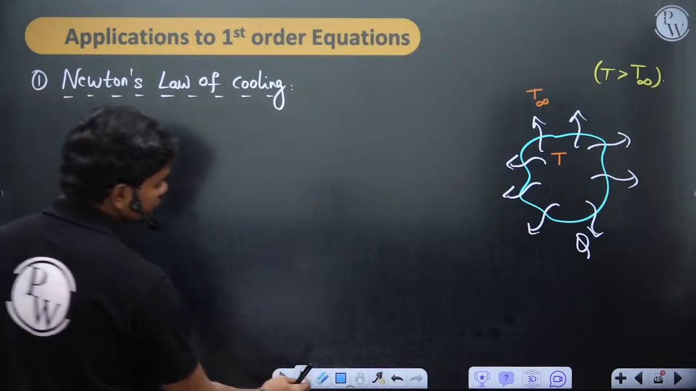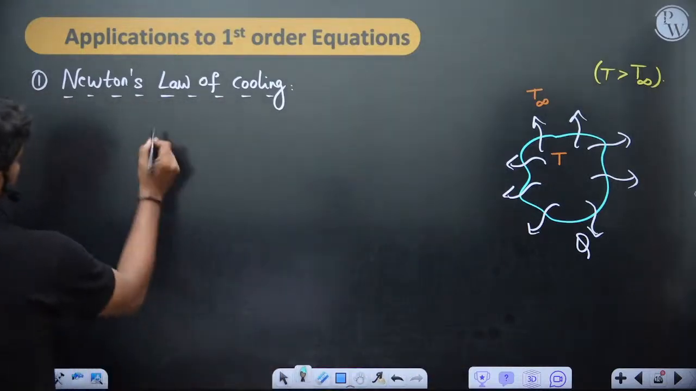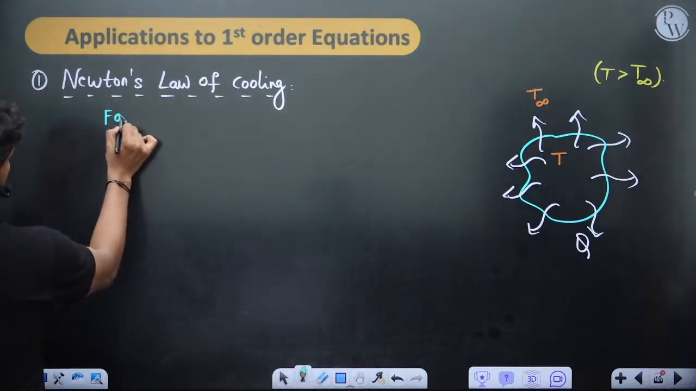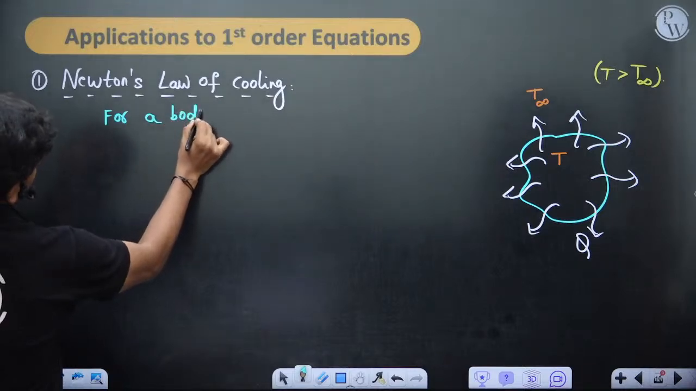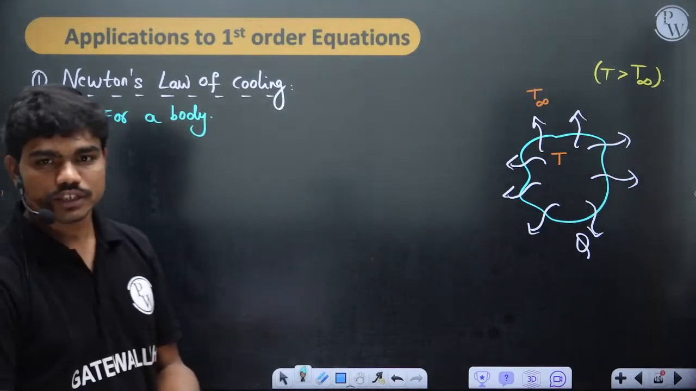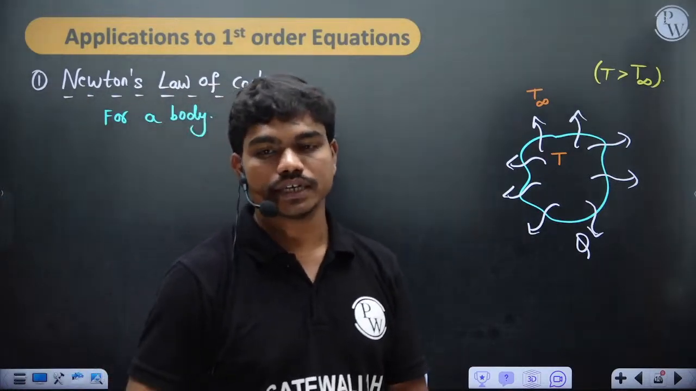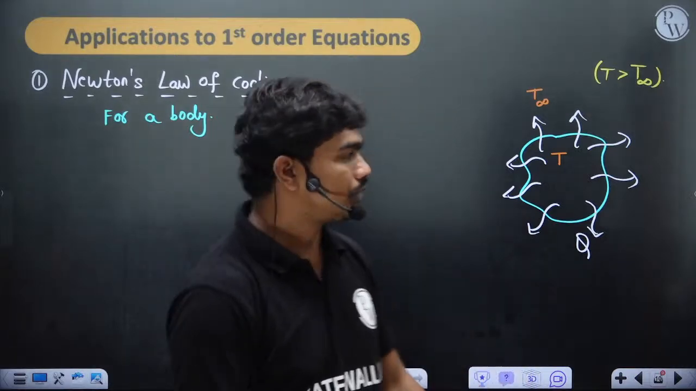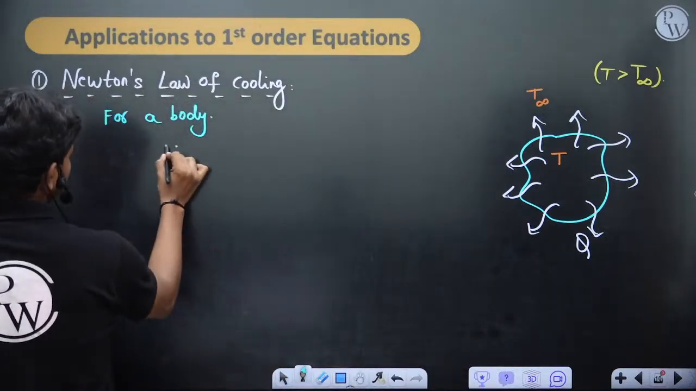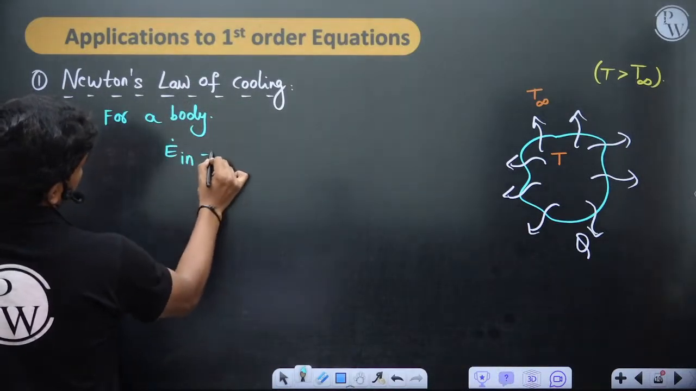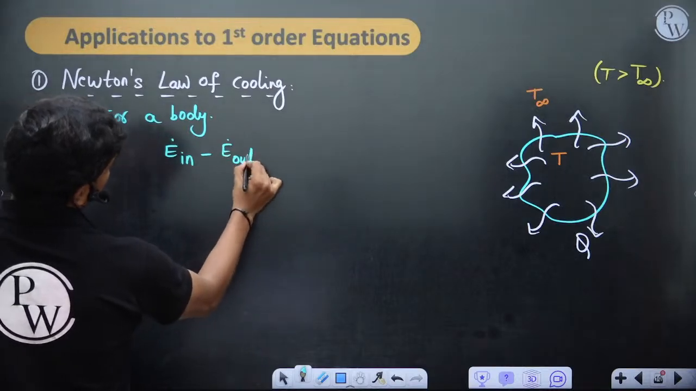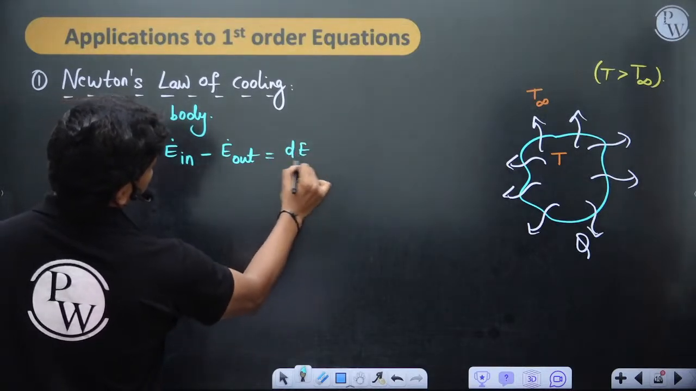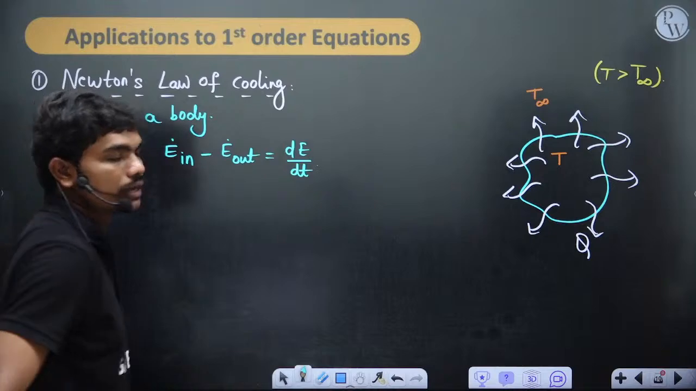Then can someone understand something, that for a body... Do you all know the law of conservation of energy? Energy can never be created nor destroyed. So energy flowing into the body minus energy flowing out of the body is equal to the rate of change of energy of the body. This is what you write.